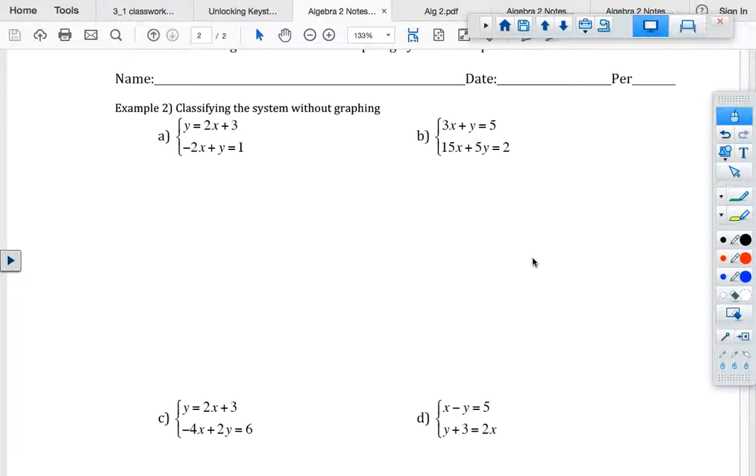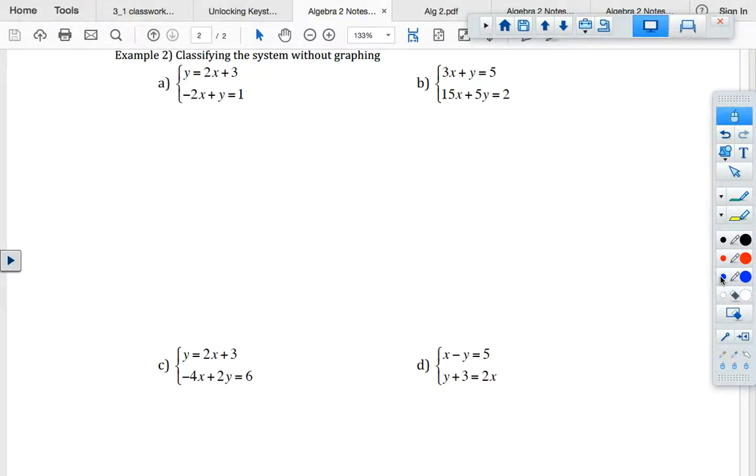So we're going to classify all of these without having a graph. We're going to know if they intersect, if they don't intersect, or if they're the same line from solving these via y equals. All right, we'll do the first two together, and then you guys do the last two on your own. So looking at my first one, I don't have to do any work for y equals 2x plus 3 because it's already in y equals form.